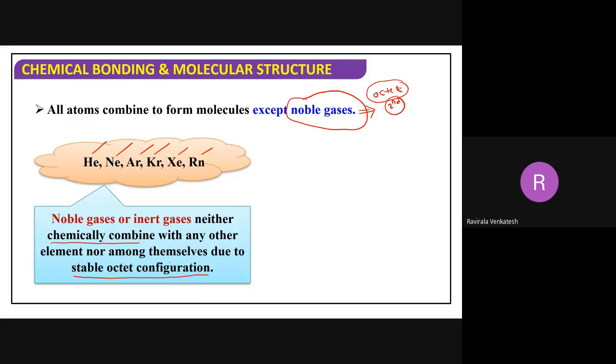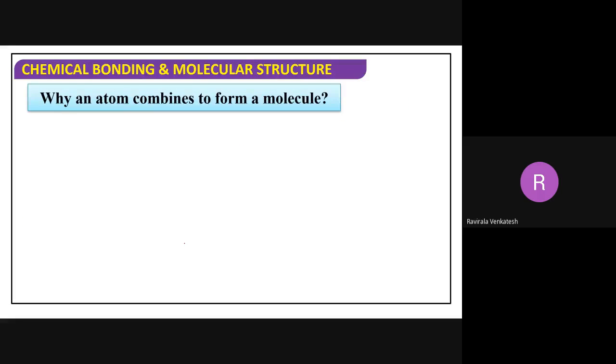So they may ask this type of question here: why do noble gases not undergo chemical combination? You may answer like this: because they have already attained octet configuration.